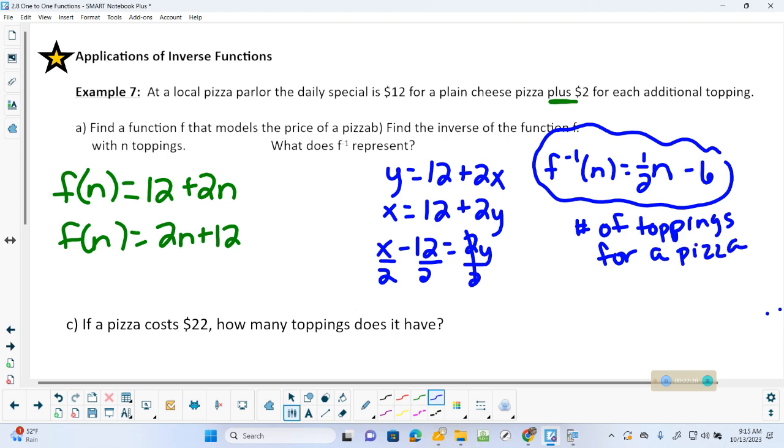I'm getting hungry for pizza. Go get it, Max. We'll see you soon down there. It's going to be awesome.